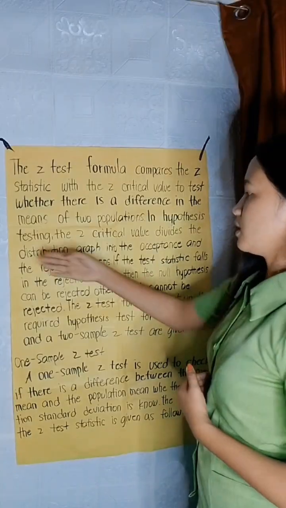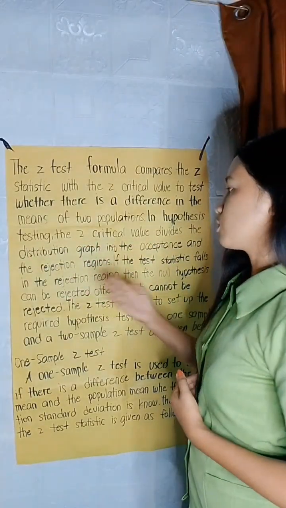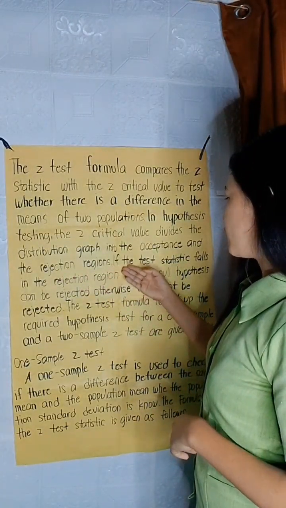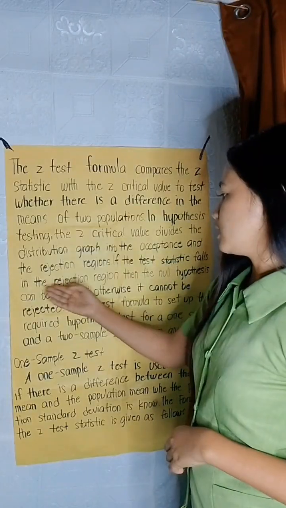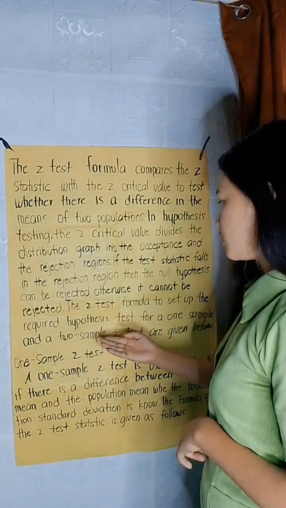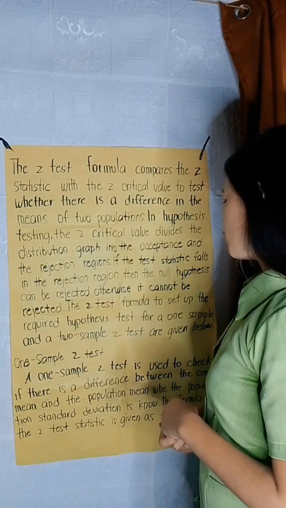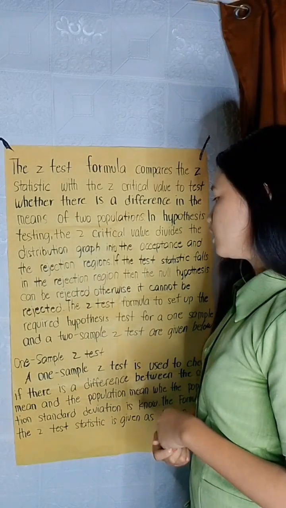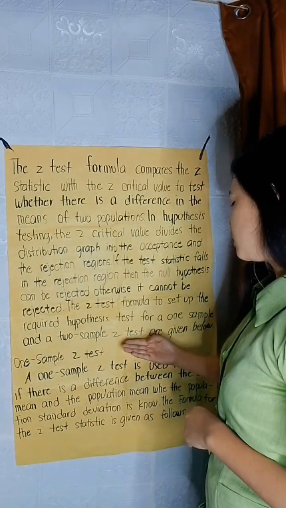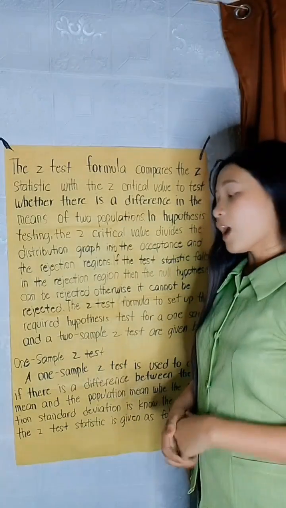In hypothesis testing, the Z critical value divides the distribution graph into acceptance and rejection regions. If the test statistic falls in the rejection region, then the null hypothesis can be rejected, otherwise it cannot be rejected. The Z-test formulas to set up the required hypothesis test for a one sample and a two sample Z-test are given below.